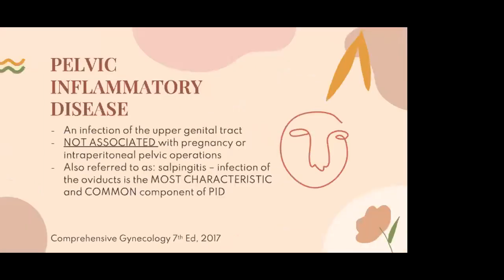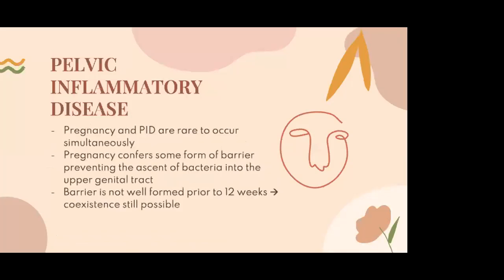Okay, so again, remember that the present case is affected by pelvic inflammatory disease. As a review, it is an infection of the upper genital tract. According to Comprehensive Gynecology, it's not associated with pregnancy or intraperitoneal pelvic operations. It is also referred to as salpingitis or infection of the oviducts, as this is the most characteristic and common component of PID. You may be wondering, if PID is not associated with pregnancy, then how is it that we diagnose the present patient as having both ectopic pregnancy and PID? In some reports, they say that pregnancy and PID are rare to occur simultaneously. Pregnancy confers some form of barrier preventing the ascent of bacteria into the upper genital tract, but this barrier is not yet well formed prior to 12 weeks. So they hypothesize that coexistence is still possible.